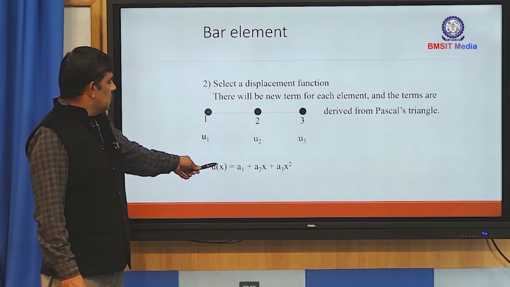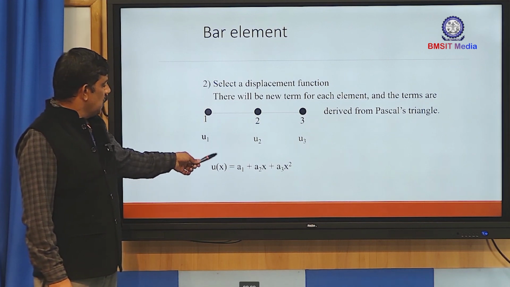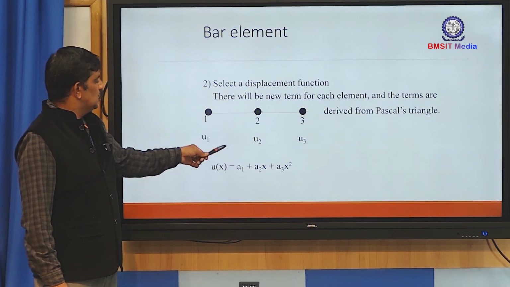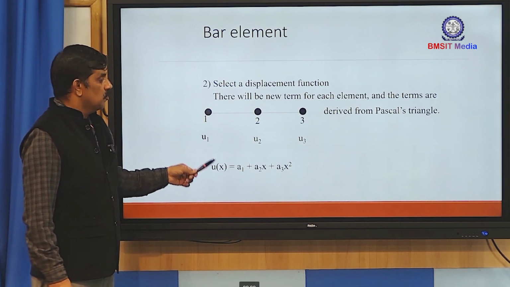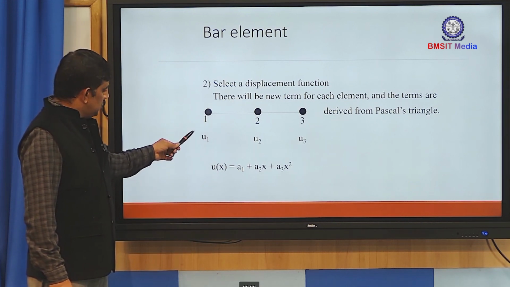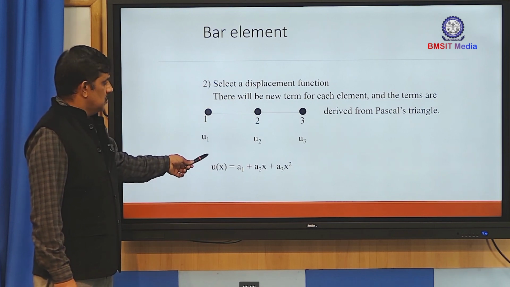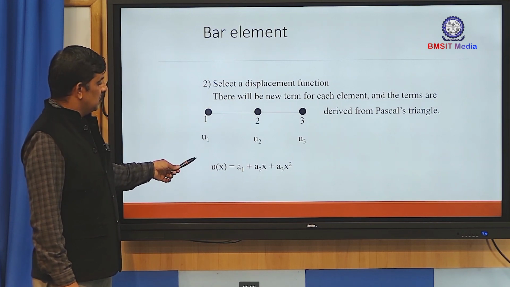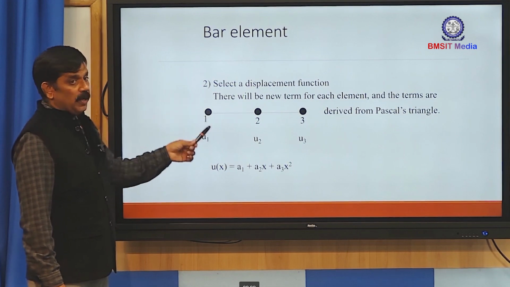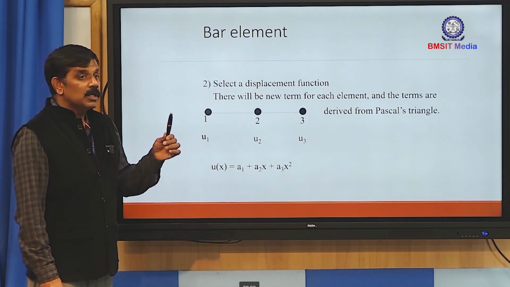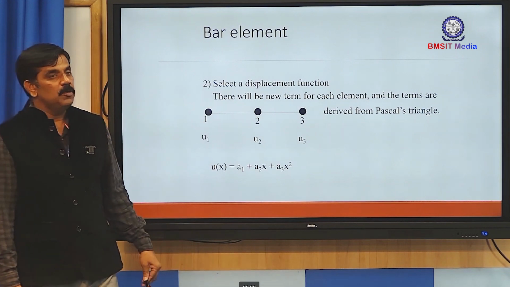The polynomial equation is given by u of x equals a1 plus a2x plus a3x squared. It is a second order polynomial equation, and this is referred to as u of x. This is the polynomial displacement equation along the x direction. In a similar way, we can get the displacement along the y direction or the z direction, depending upon what type of finite element model you are using.